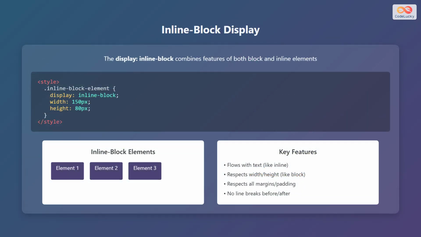The display inline-block property combines features of both block and inline elements. When you set an element's display property to inline-block, it flows with the text like an inline element, but it also respects width and height properties like a block element. Additionally, it respects all margins and padding, and there are no line breaks before or after the element. This is useful for creating elements that sit side by side but have defined dimensions.